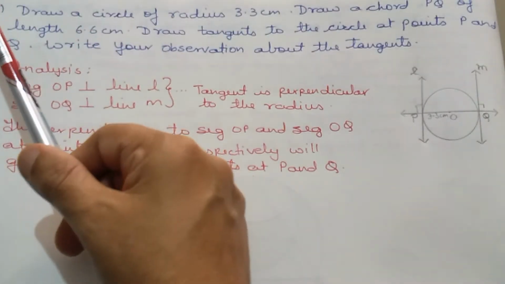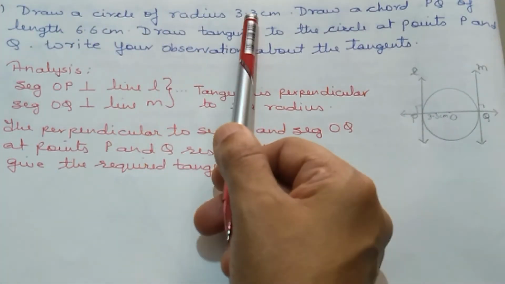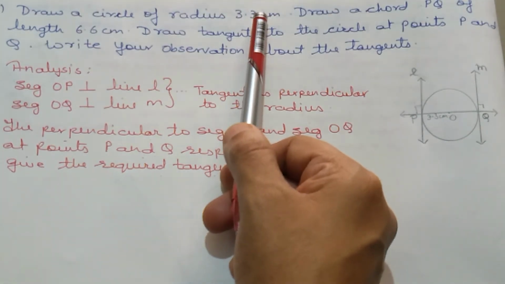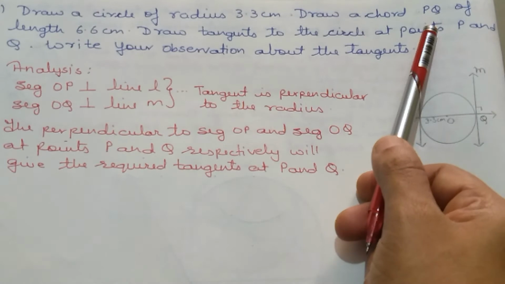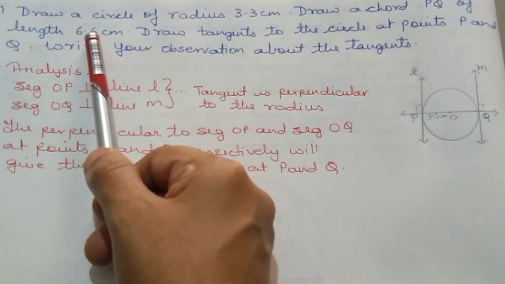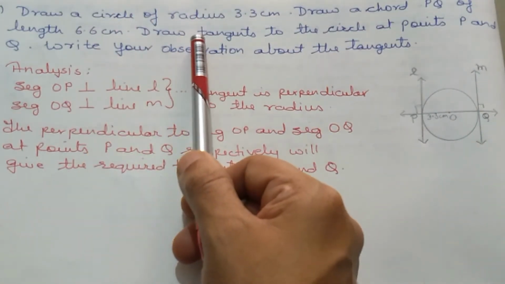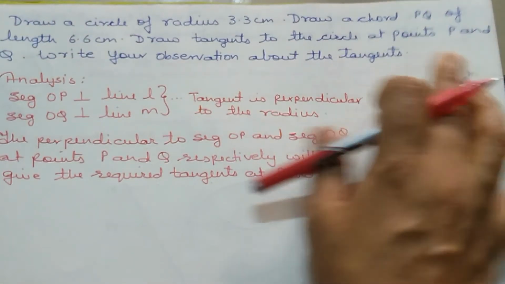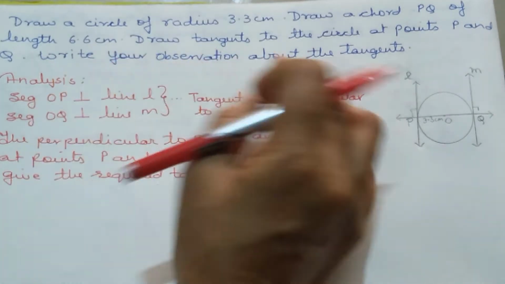Now the fourth sum: draw a circle of radius 3.3 centimeters. So you have to draw a circle of radius 3.3 centimeter and draw a chord PQ of length 6.6 centimeter, and then draw tangents to the circle from both the points, that is from the point P and Q. Write your observation about the tangent.